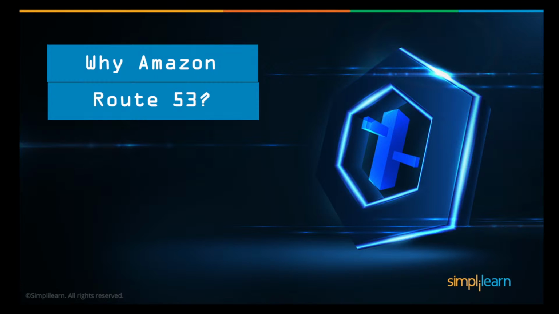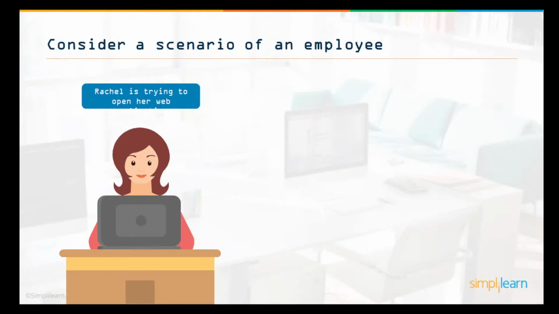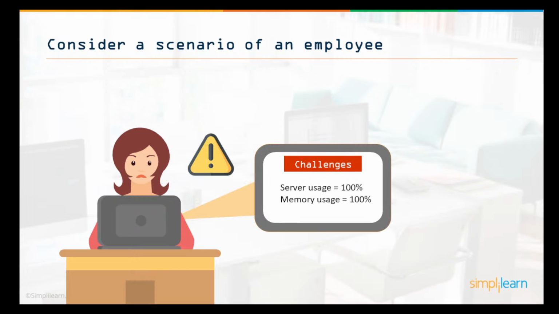Now let's try to understand Amazon Route 53. Let's consider a scenario of an employee. Rachel is trying to open a web application. What challenge is she going to face? The challenge she faces is the server usage is 100%. The memory usage is close to 100%. The web page is not opening quickly. It's just circling around and then it is throwing an error: the web page is not found. It's a disappointment for Rachel.